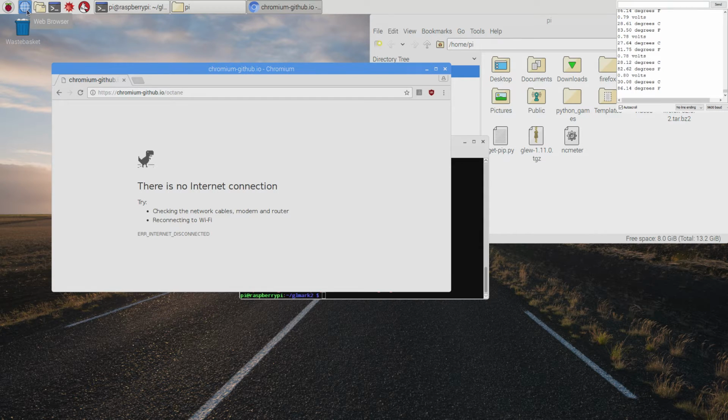Oh, that's right. I usually have my Raspberry Pi on Ethernet. I don't usually have it on Wi-Fi. That's right. I'm just gonna put a nice holder image over real quick.